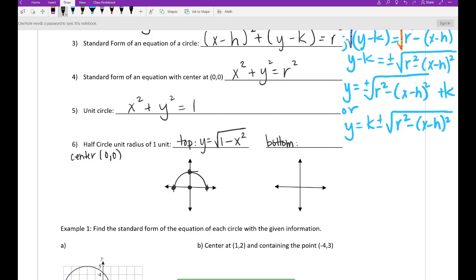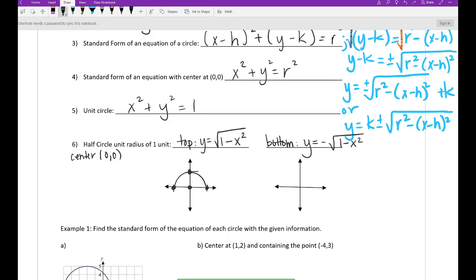I'm going to ask for a similar half circle, except now it's just the bottom half. What would the bottom half look like? What equation are we using? What's the only difference between top and bottom? Yeah, there's a negative in front of the radical, so it would be y equals negative square root of 1 minus x squared. Yeah, okay.